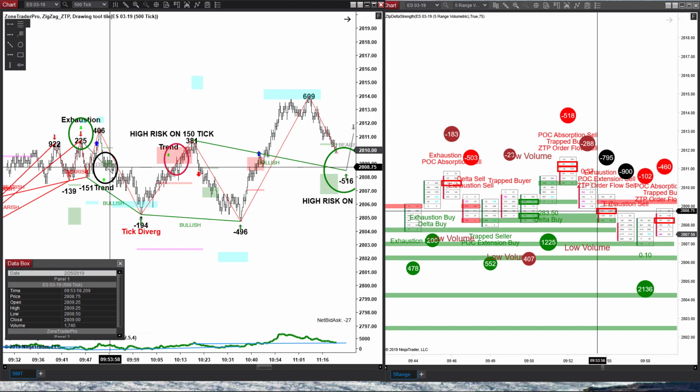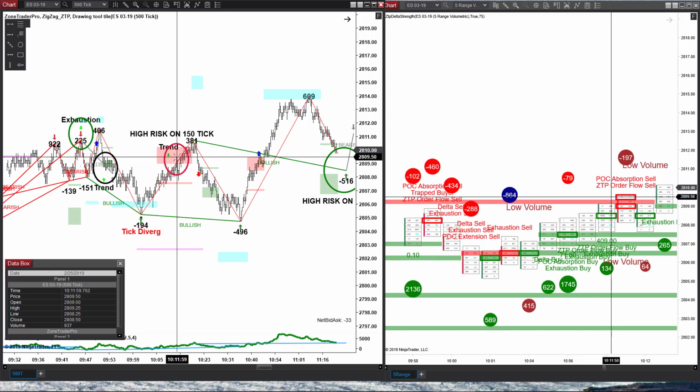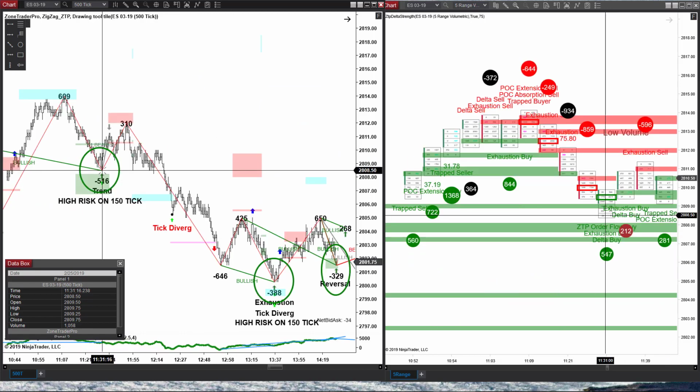There was no trend trade here because there was no order flow. On this trend trade, we've called that a loser because there was an order flow pattern along with delta strength, and we were given a warning that there was high risk on the 150 tick chart, but we're going to call that a loss. Here we have a trend long trade.